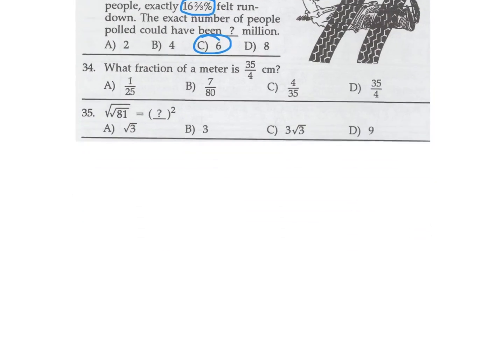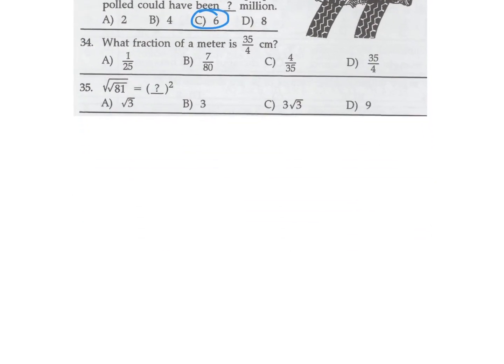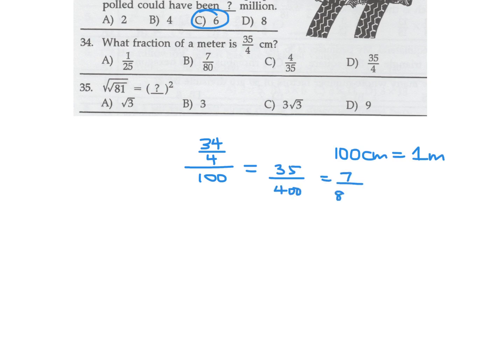What fraction of a meter is 35 over 4 centimeters? So 35 over 4 divided by 100. That's how you would figure that out, because there are 100 centimeters in 1 meter. So that is 35 over 400, and in lowest terms that's 7 over 80. So 7 over 80 is B.